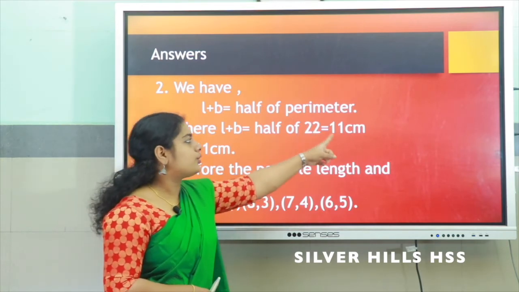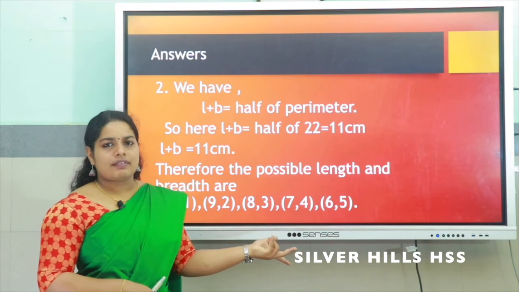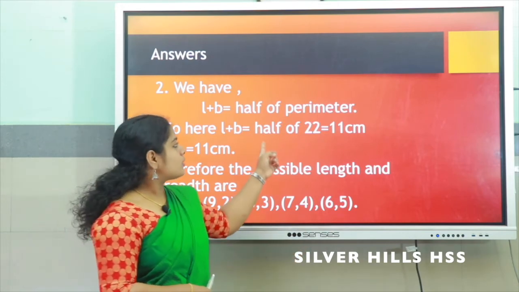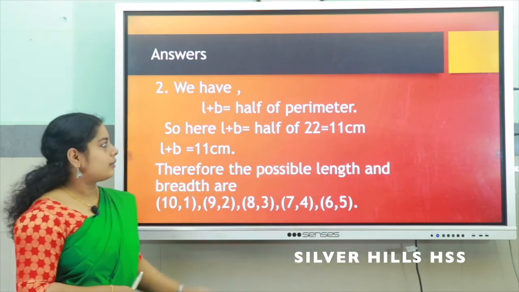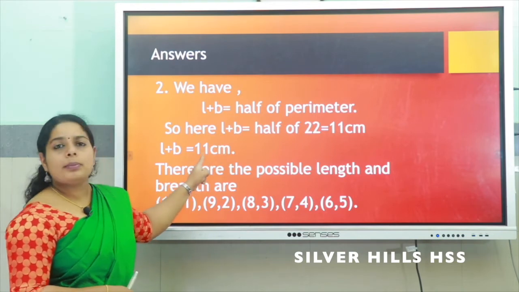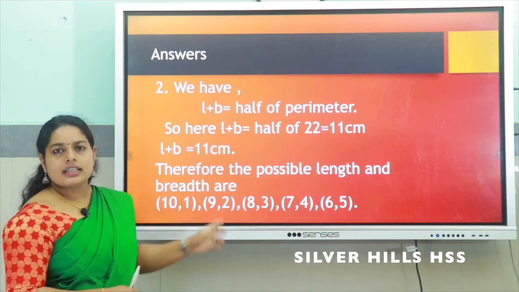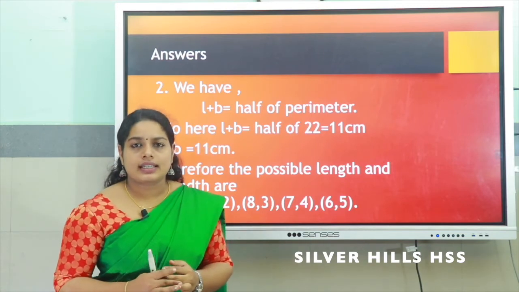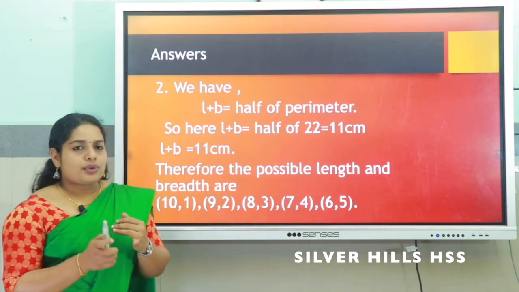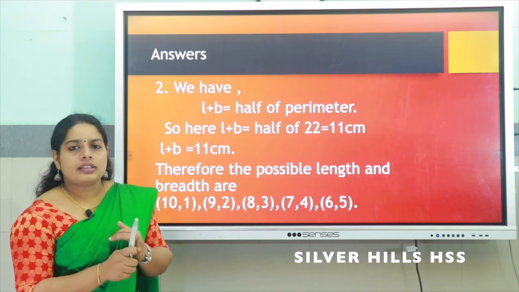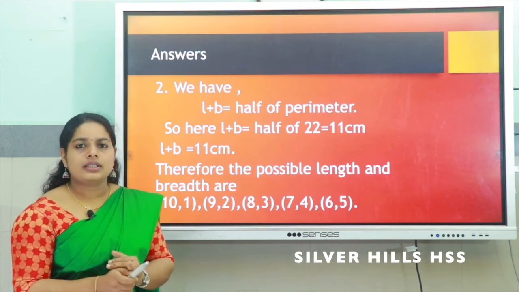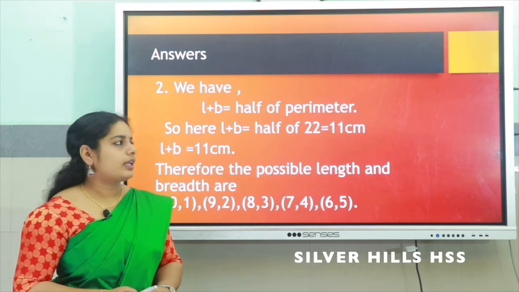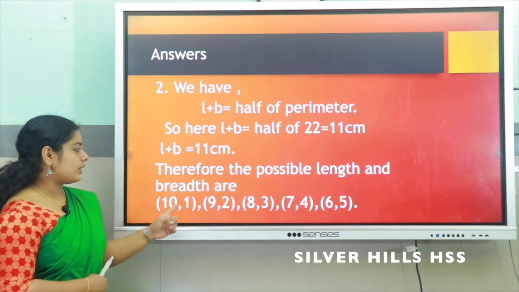Half of 22, and we know half of 22 is 11. No need of dividing it by 2. That means L plus B should be 11 centimeter. That means if we are adding length and breadth, we should get 11 centimeter. So we have to find pairs of numbers such that their sum is 11 centimeter. So the possible length and breadth will be what?